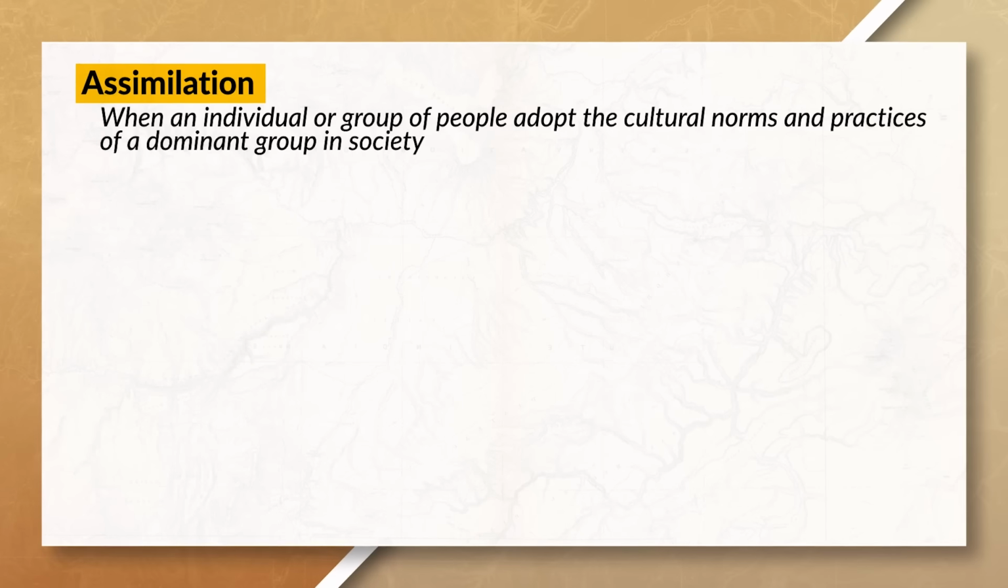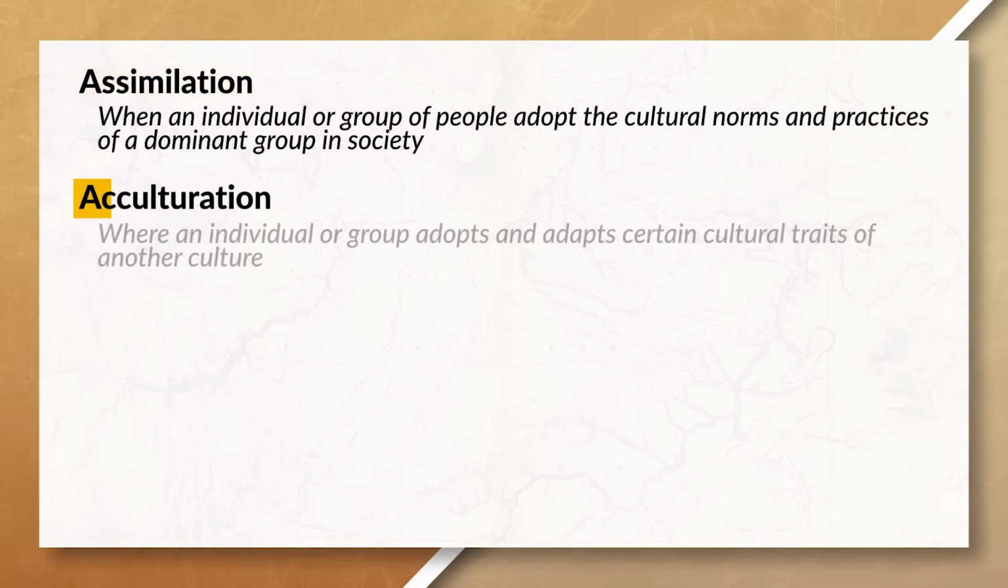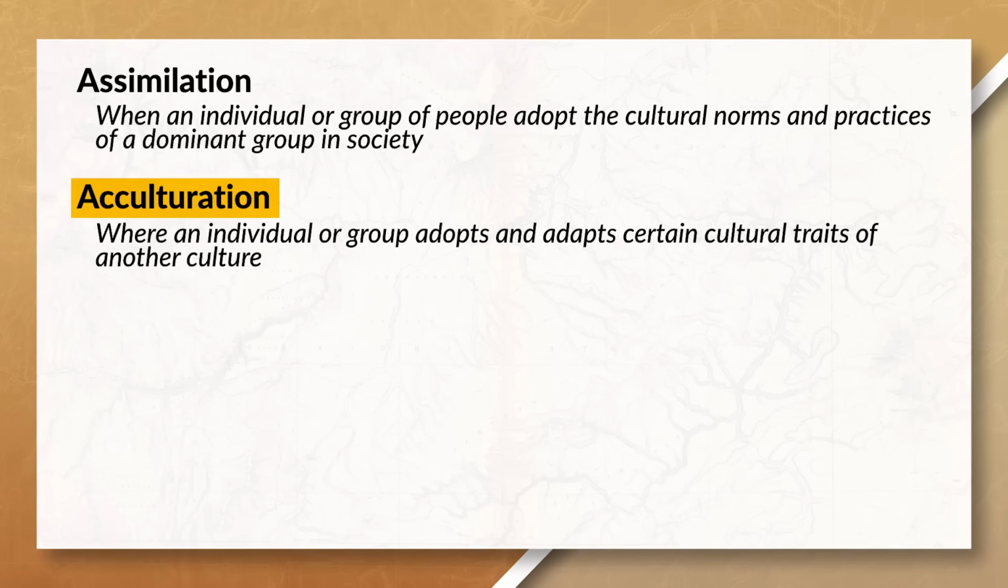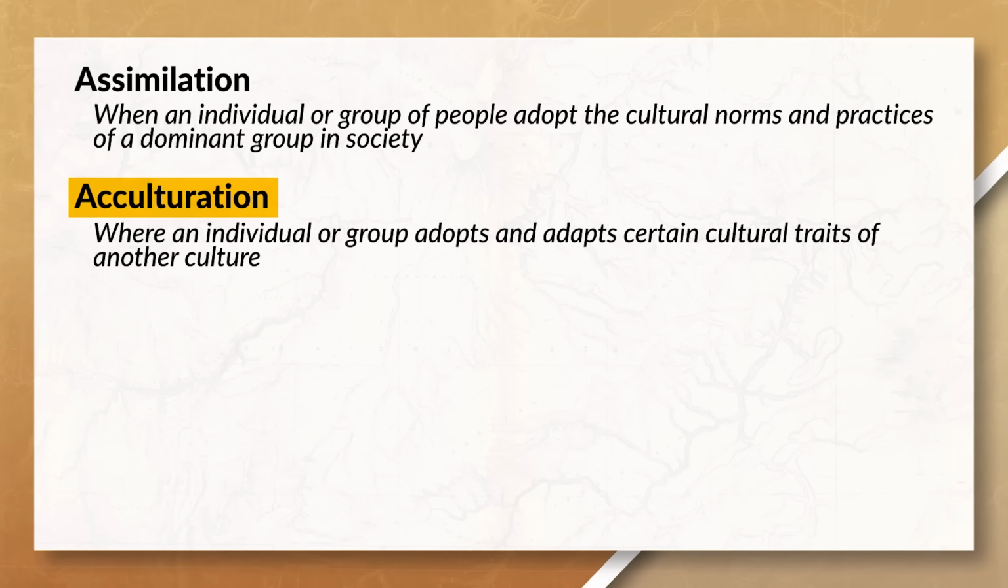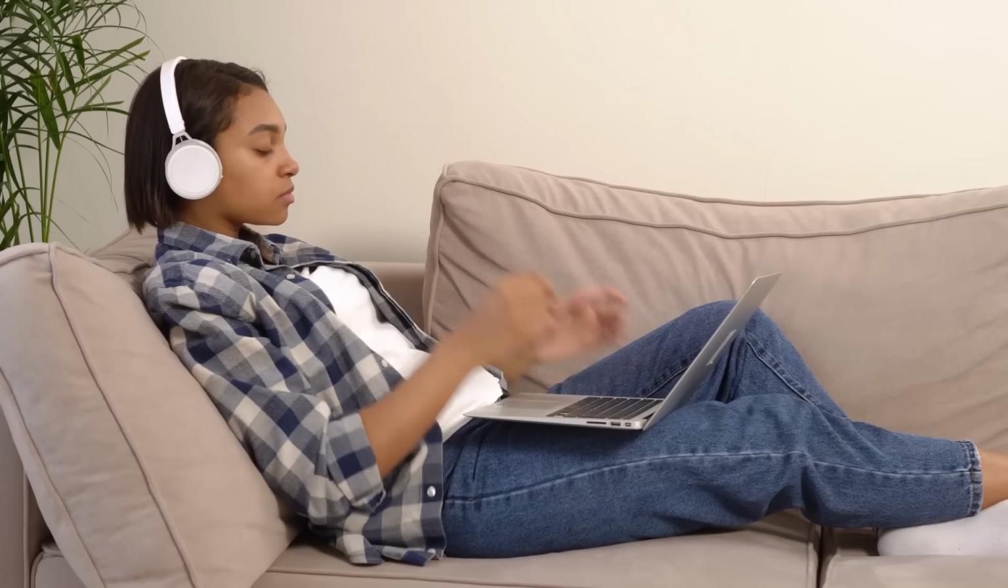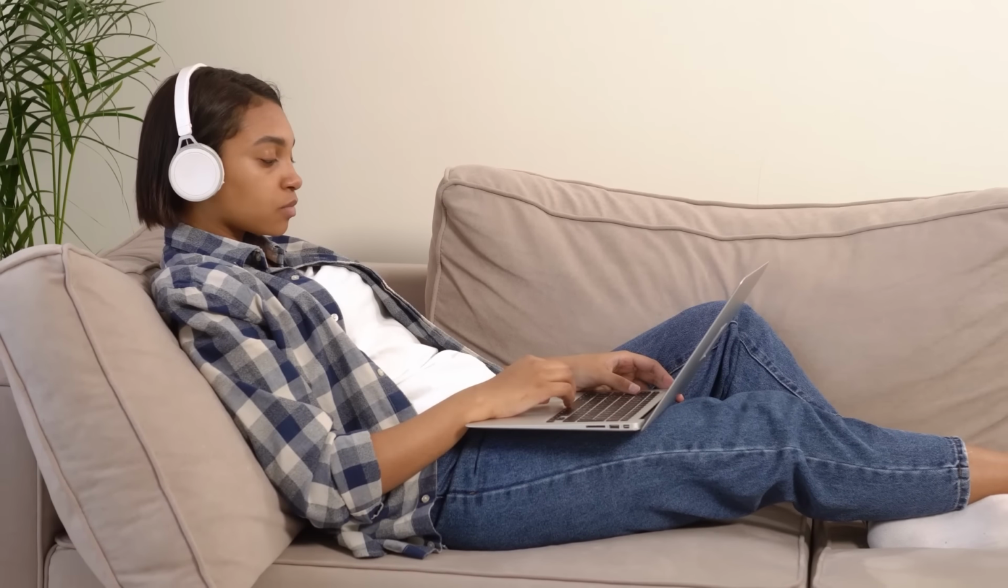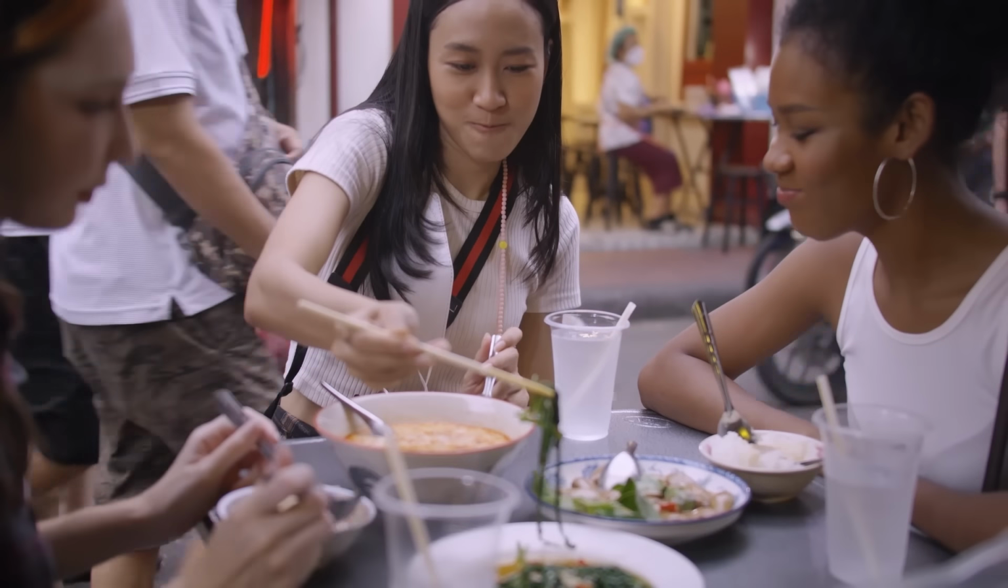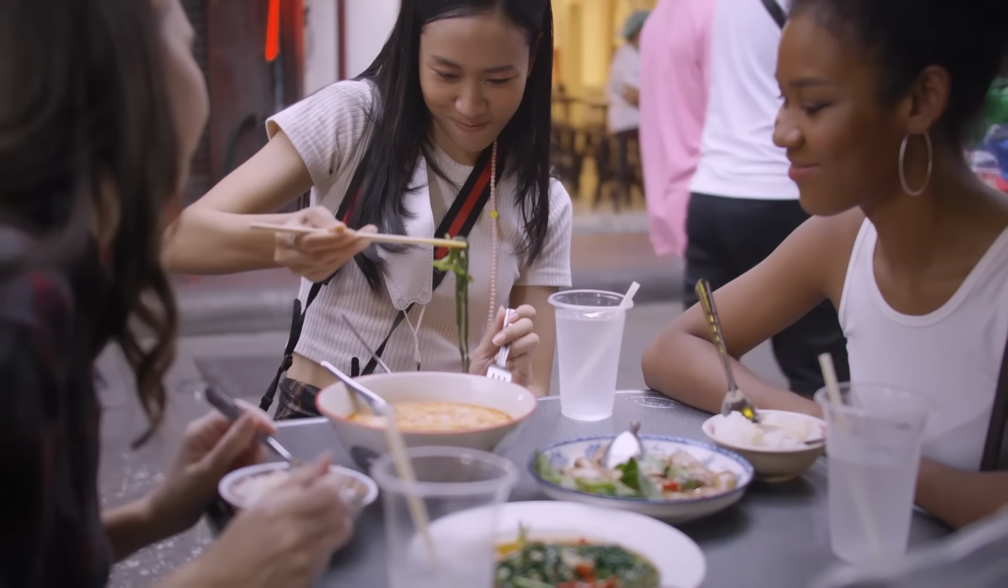We can also observe the phenomenon of acculturation, where an individual or group adopts and adapts certain cultural traits of another culture. Unlike assimilation, acculturation does not lead to the loss of the original culture. Instead, the culture is modified as it incorporates some elements from the other culture while retaining different aspects of its original identity. For instance, many people worldwide wear modern clothes such as jeans, but still consume their traditional food and practice their original cultural traditions.